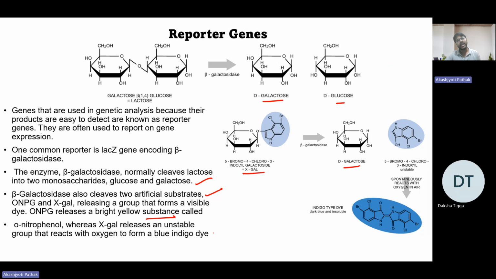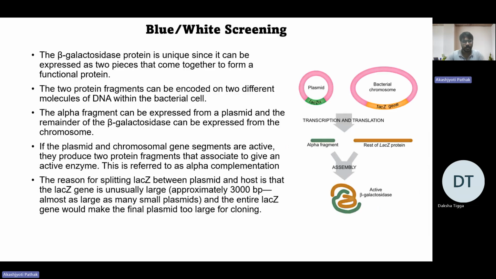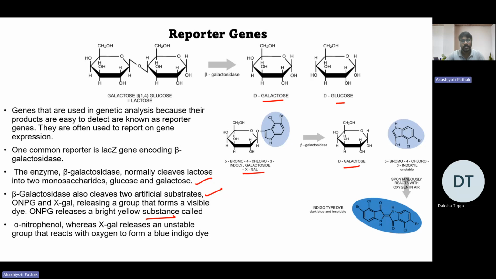Okay, so by this you can understand whether. Once you add this substrate in the media, there will be colonies which will turn blue, and there will be colonies which will remain white. So the colonies which have taken up the gene of interest, what will happen in those genes, we will see. Okay, so blue white screening we will learn, but understand that there will be some colonies which will be blue and some which will be white, and in which case, we will see now.